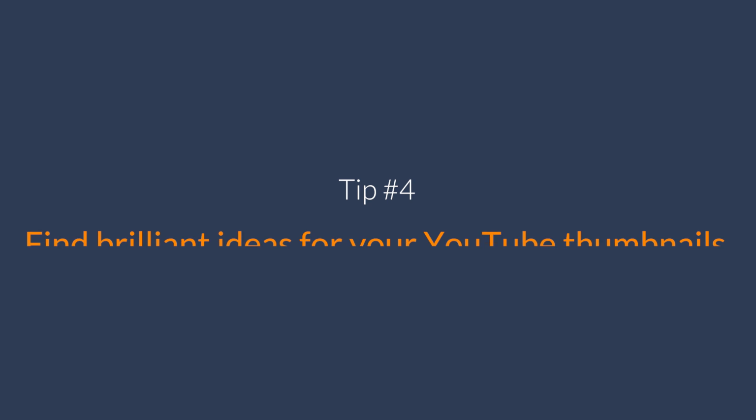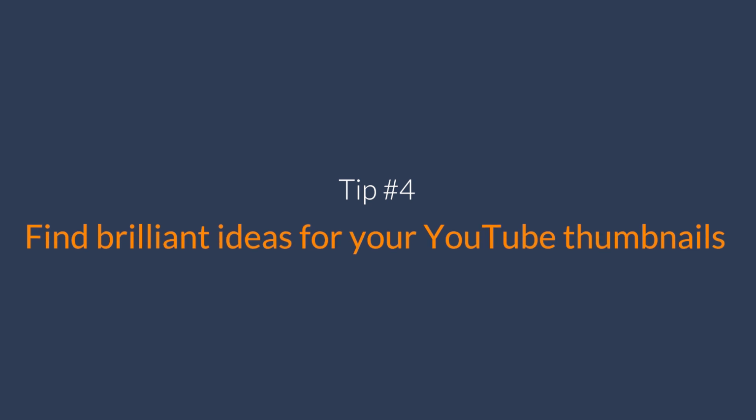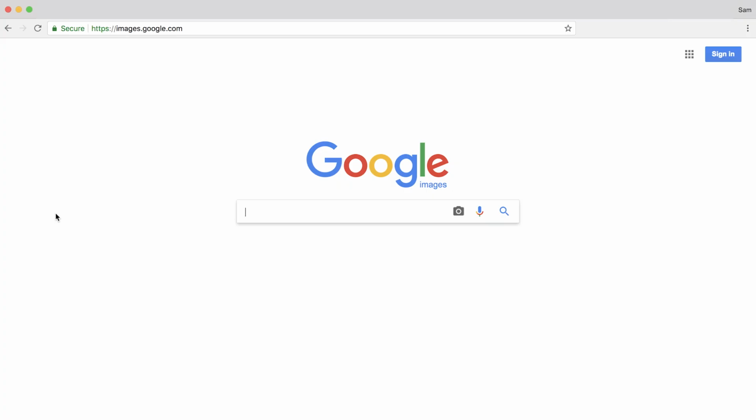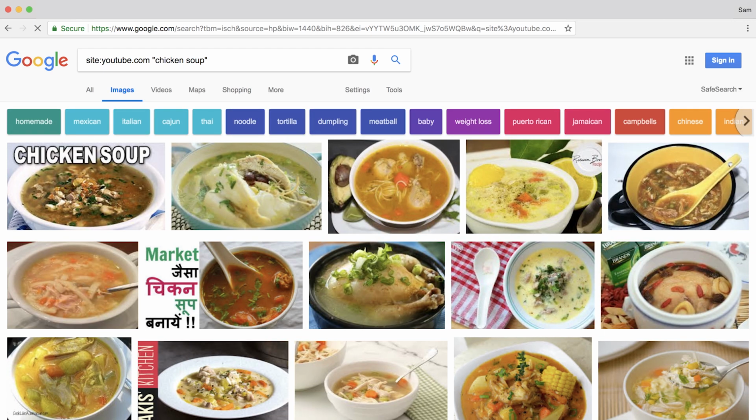The next search query is to find some brilliant ideas for your YouTube thumbnails. Now, these search operators also work for Google Images and video searches. So if we go to Google Images and type in site:youtube.com and then type in something like "chicken soup" as a phrase match, then you'll see a bunch of search results. But why not just do this in YouTube?